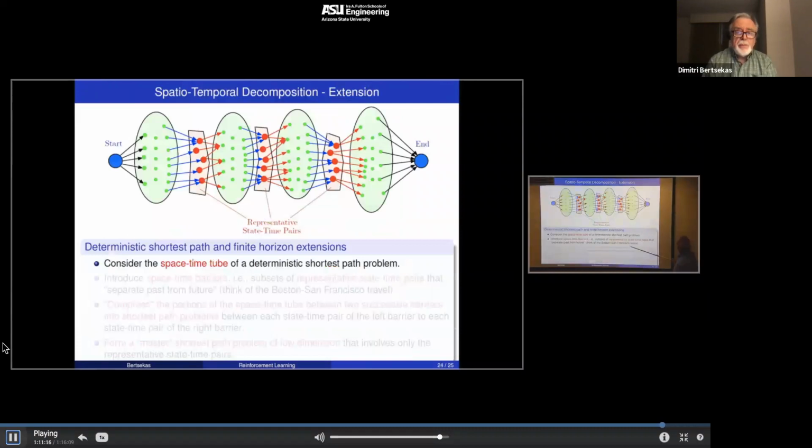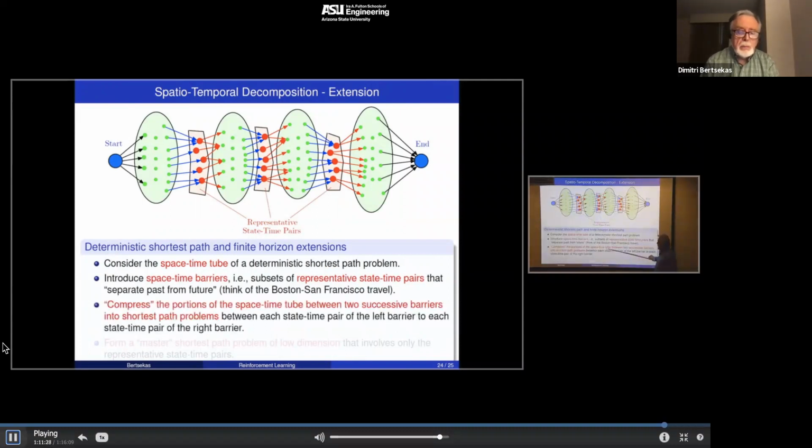So here we are. We introduce the space-time barrier, a subset of represented state and time pairs that separate past from future. We compress the portions of the space-time tube between two successive barriers into shortest path problems. So there would be one shortest path problem from here to here, another from here to here, another from here to here. And then we put them together into a low-dimensional shortest path problem where all the arc lengths are computed from the shortest path distances. And also the transitions from red states to red states are one step long.